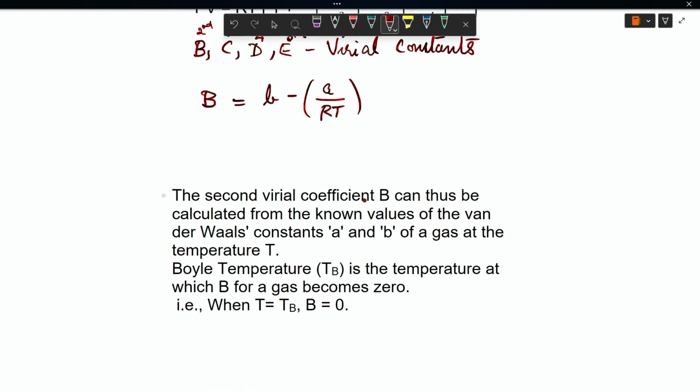Now, the second virial constant B is calculated from the van der Waals constants a and b of a gas, considering one condition, that is Boyle temperature. It is denoted as TB, and is the temperature at which B for a gas becomes 0. That is when the second virial constant in the virial equation becomes equal to 0. So, when B is equal to 0, the temperature T will be TB. So, I am going to modify that at Boyle temperature.